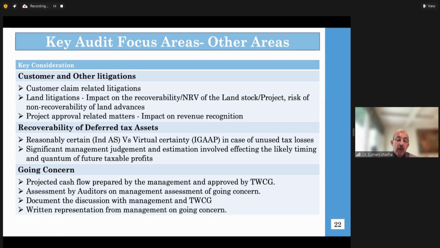Going concern. Now, again, I'll have to do an assessment. If there are delays in the project, projected cash flows, are they approved by the management or those charged with governance? Are they fair and reasonable and conservative? Each auditor may have a different view. Written representation is fine, my friends, but it's not going to absolve me. I'll have to do my own skepticism analysis.